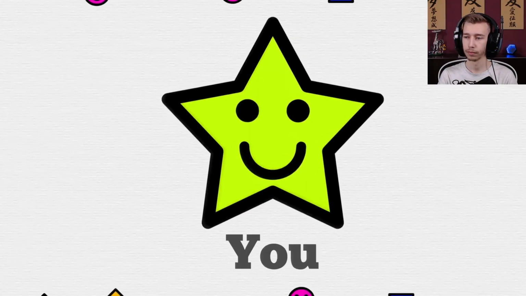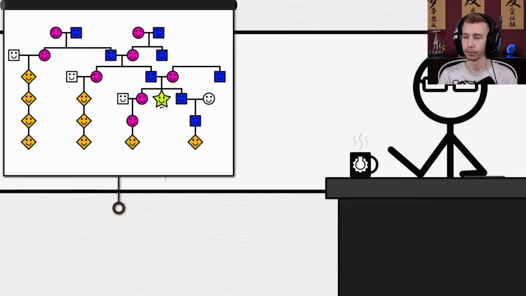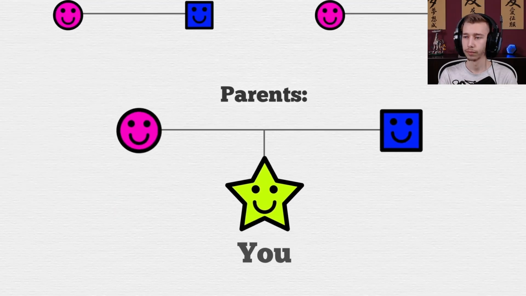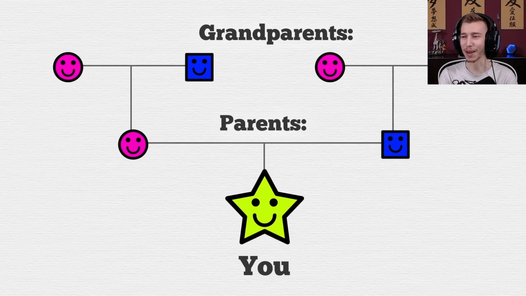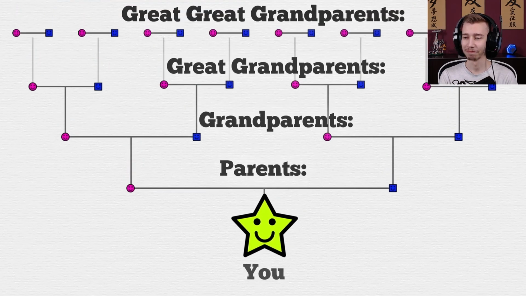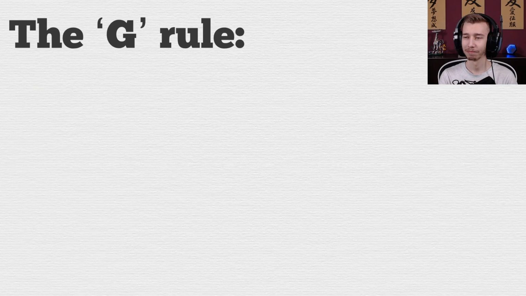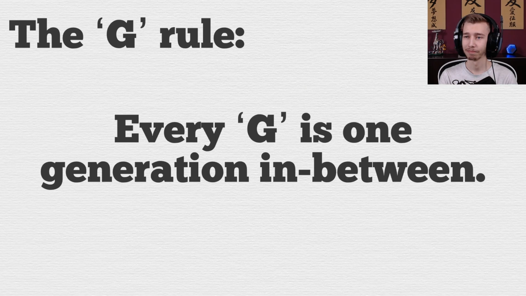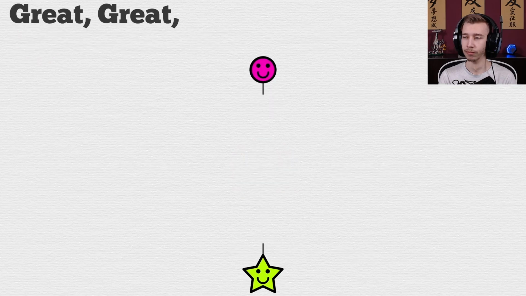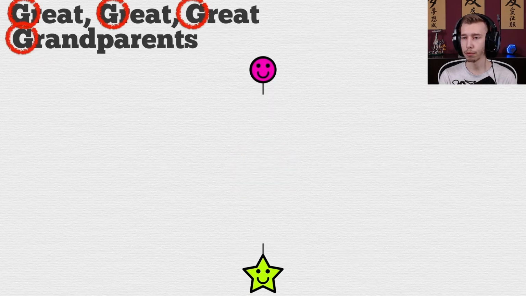This is you, this is your family tree, and this is your family tree explained. You have parents, and your parents have parents. Of course, everybody has parents. Who also have parents, your great-grandparents. Keep adding parents, keep adding greats. For every G in the name, there is one generation in between you and that person. Grandparents, one G, one generational in-betweener. Great-great-great-grandparents, 4 Gs, 4 in-betweeners.